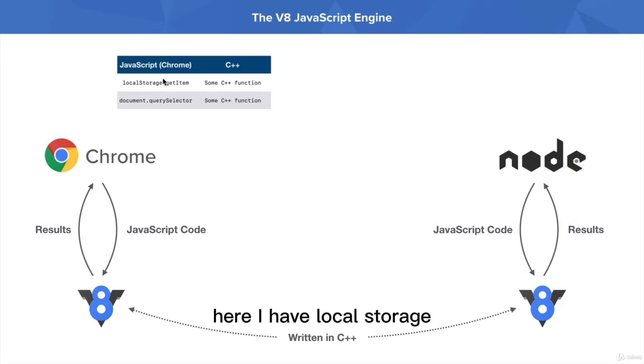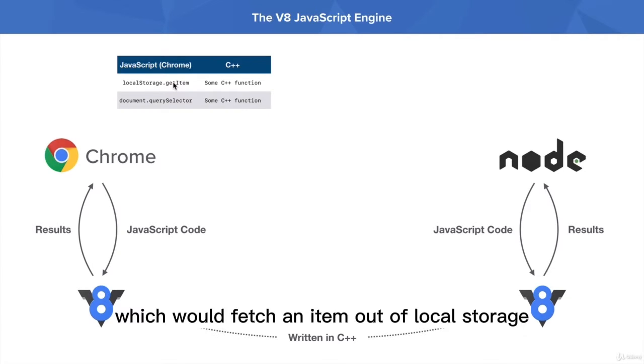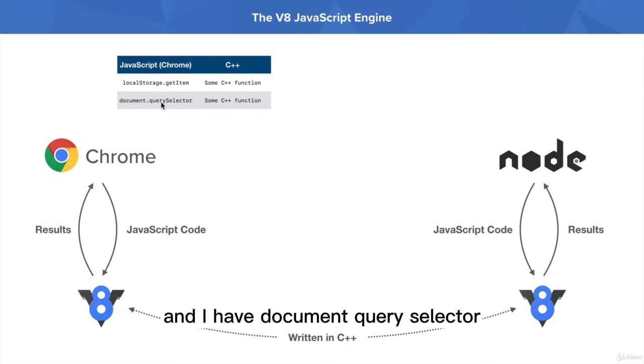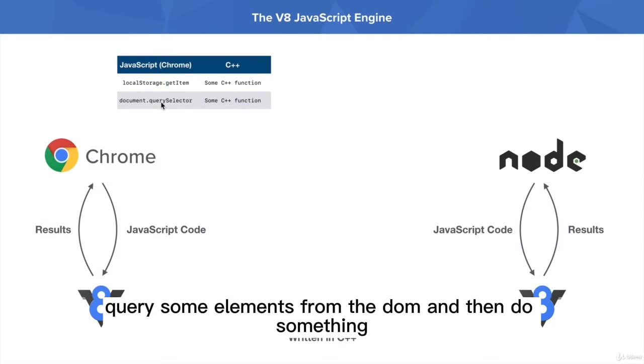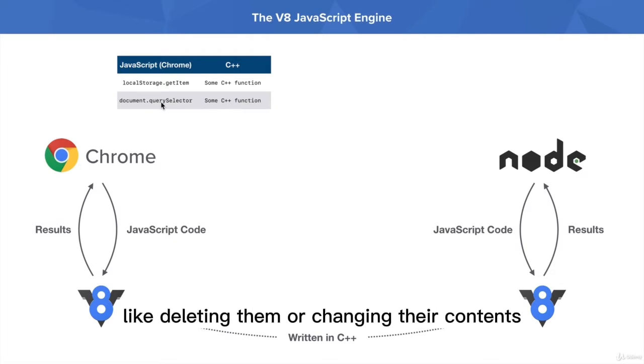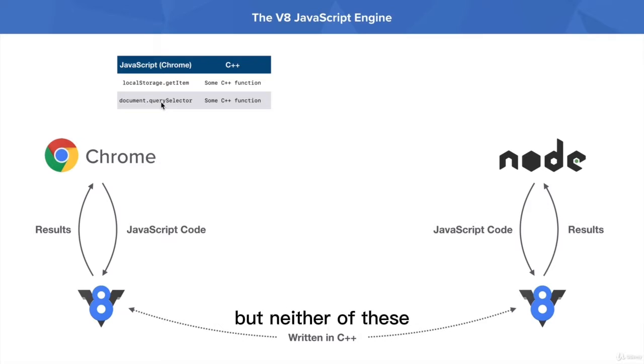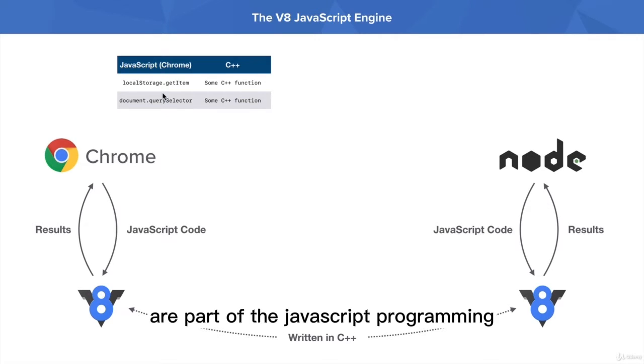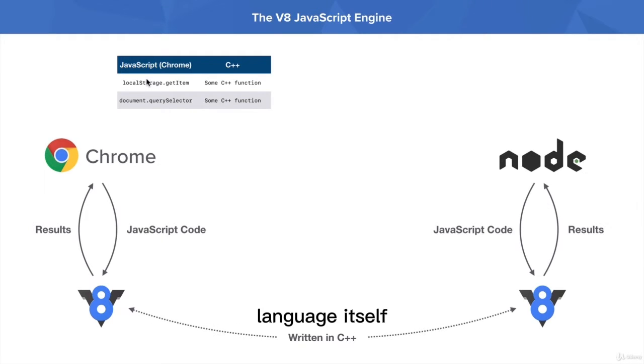Here I have localStorage.getItem, which would fetch an item out of local storage, and I have document.querySelector, which would allow me to query some elements from the DOM and then do something with them, like deleting them or changing their contents. Now, it might surprise you, but neither of these are part of the JavaScript programming language itself. You can pull up the specification, you can search for them, but you're not going to find them. That's because they're actually implemented by the Chrome runtime.